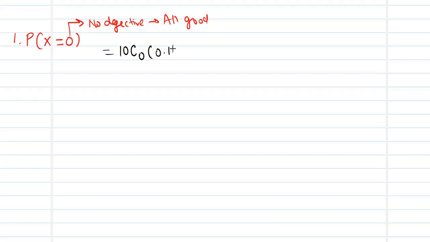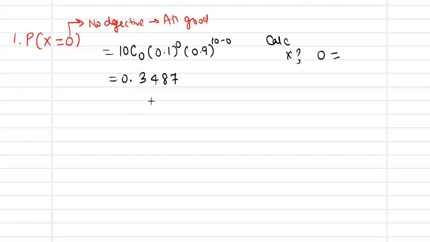10C0, 0.1 to the power of 0, 0.9 to the power of 10 minus 0. So in your calculator part, for x equal to, feed in the value of 0 and press equal to, then you will get your answer to be equal to 0.3487. So fix it to 4 places of decimal so that we don't lose any data by round off error.